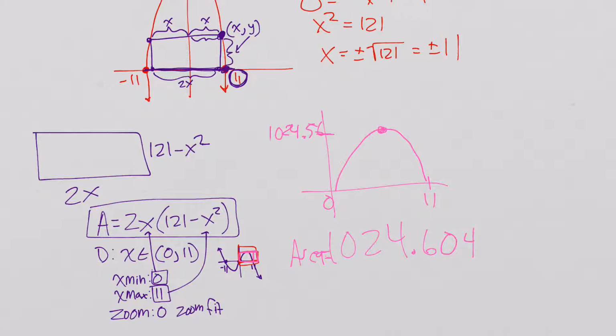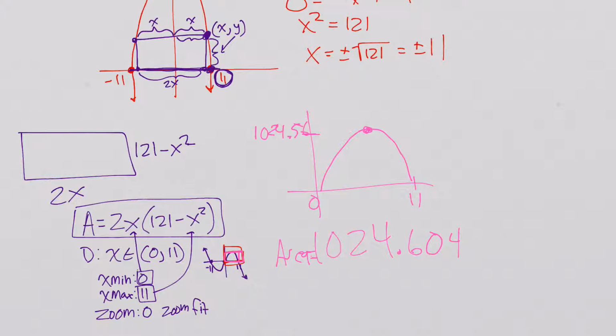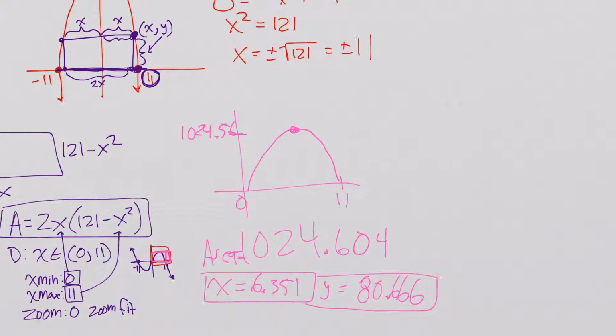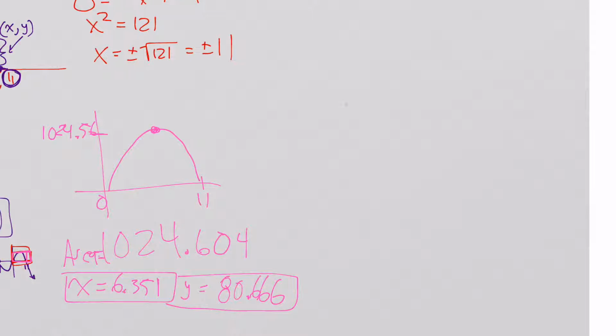If I wanted to know my dimensions, the corresponding x value is going to be the x dimension. So it tells you x equals 6.351. If I wanted to know the corresponding y dimension, I would need to plug that x value into my original parabola equation, 121 minus x squared. And when you do so, you get 80.666. Now, if you listed this as your answer, you'd be incorrect, because those would not be the dimensions, because the base of our rectangle is 2x.